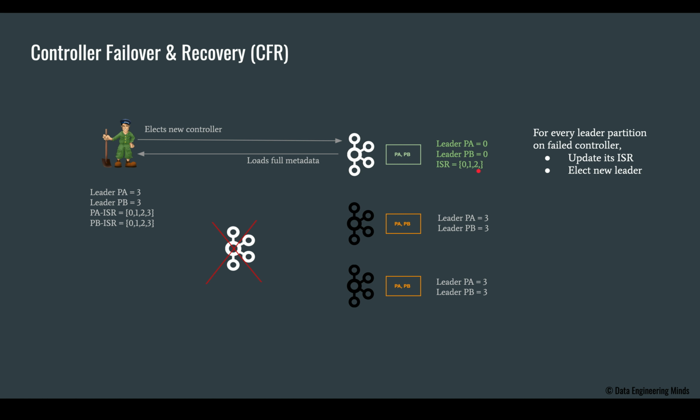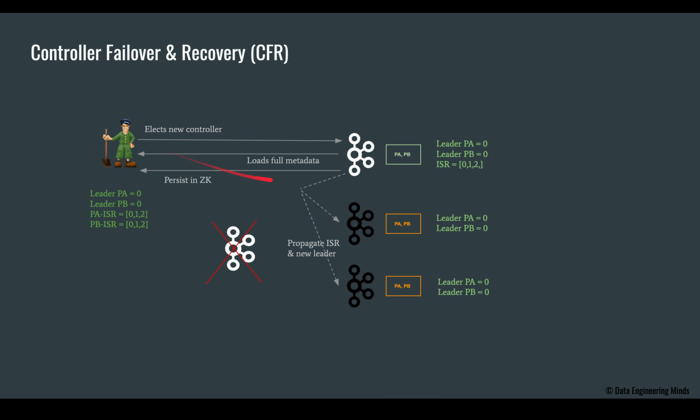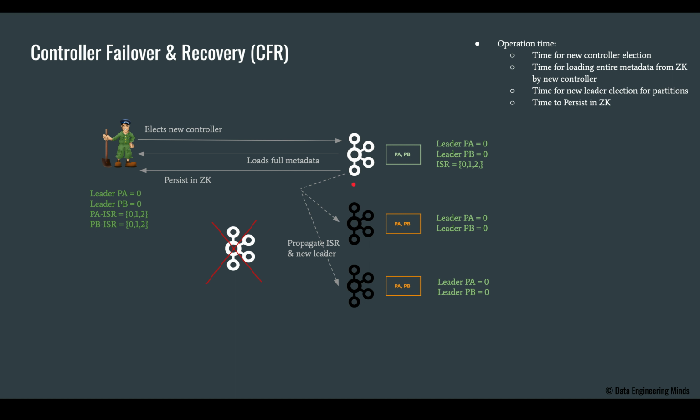Once it finished updating these 2 pieces of information, it will persist the new updated information inside the Zookeeper. And finally, the new controller will propagate all the updated ISR as well as the leader information to the remaining brokers. Thus, the time for the overall recovery from the controller failover includes the time for the new controller election, the time for loading the entire metadata from the Zookeeper, the time for electing the new leader for all the impacted partitions, the time required to propagate this new information inside the Zookeeper, and finally the time required to propagate the updated information to the remaining brokers.